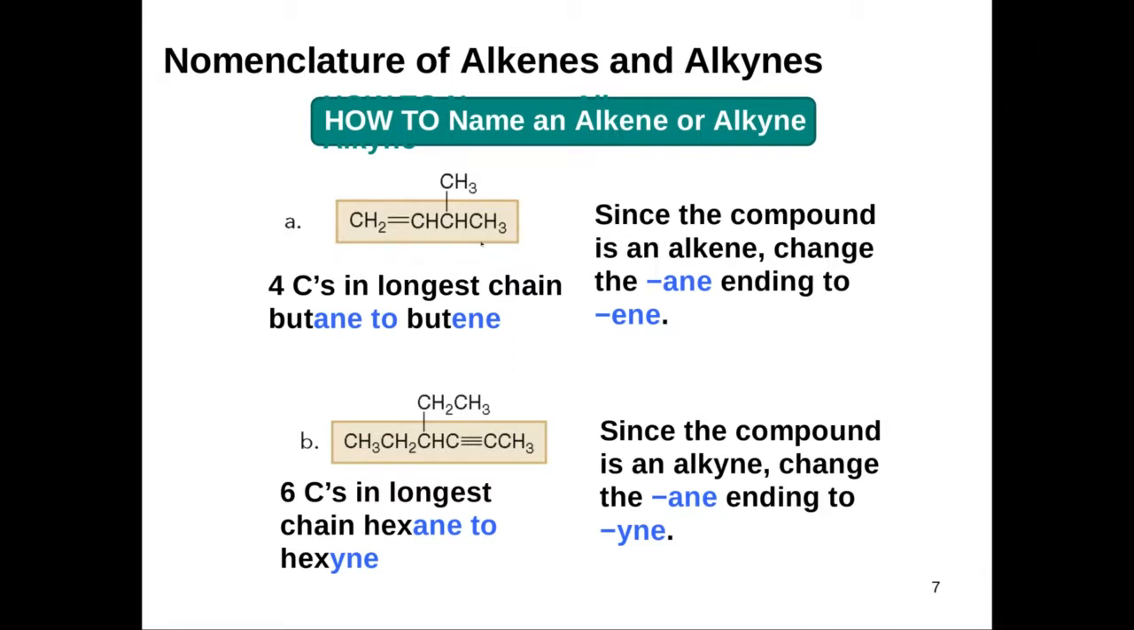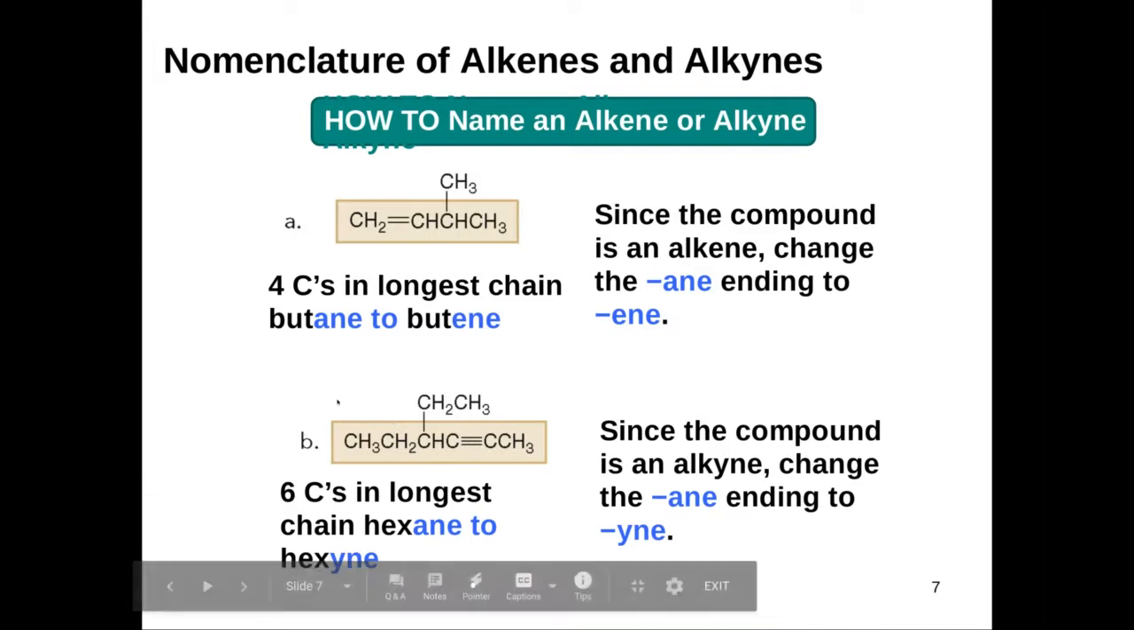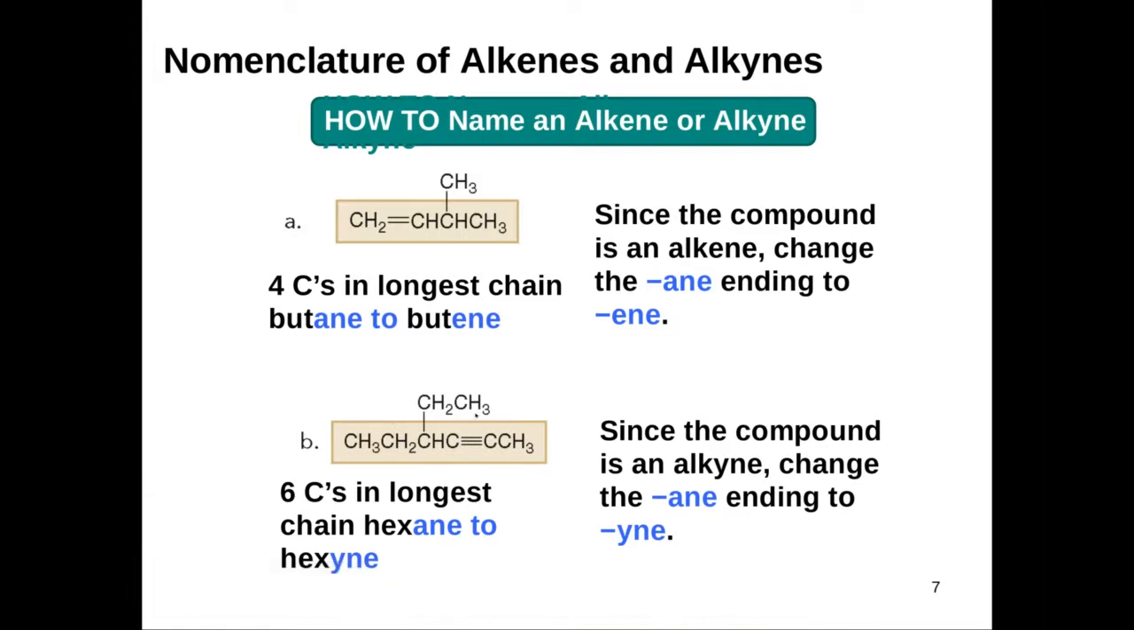Now, 1, 2, 3, 4 carbons is butane, but there's a double bond, so we have to change the ane to ene, so it's butene, right? So remember, if this didn't have a double bond, it would just be butane, right? But it's butene because it tells us there's a double bond present. And the same thing here. We have 1, 2, 3, 4, 5, 6 carbons. That's hex, but instead of hexane, it's hexyne, which I think is a weird one to say, but hexyne.